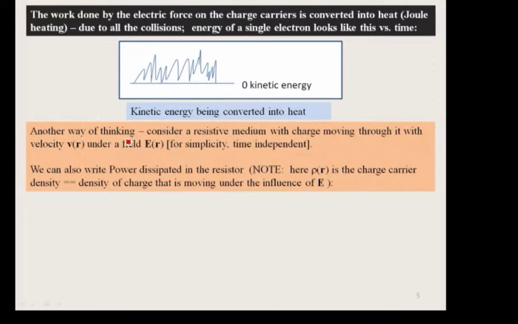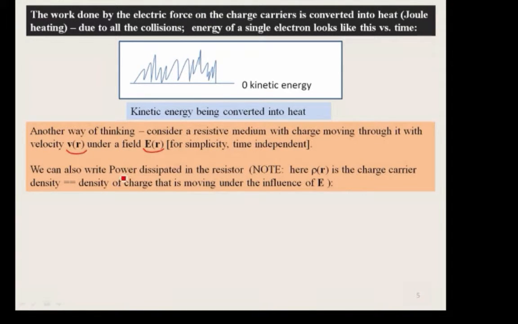There's another way of thinking about this. Consider a resistive medium with charge moving through it, and the charge has an average velocity v. We'll let it vary with position. And it's undergoing motion because of this electric field, E sub r. For simplicity, we're going to ignore any time dependence of these two parameters.